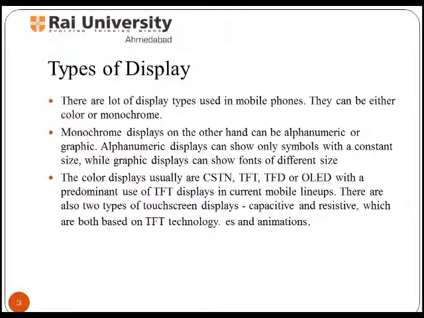Monochrome display, on the other hand, can be alphanumeric or graphic. Alphanumeric display can show only symbols with a constant size, while graphic display can show fonts of different sizes. The color displays usually are CSTN, TFT, TFD or OLED, with the predominant use of TFT display in current mobiles.